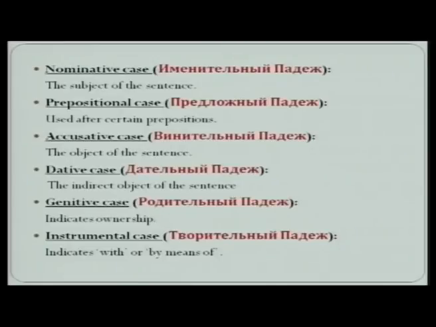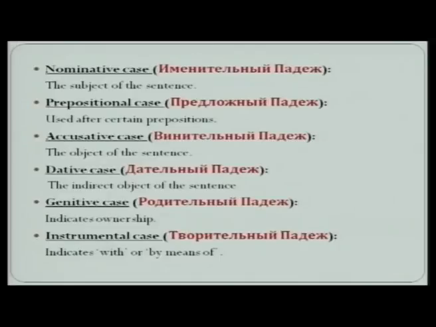Likewise, the second case, prepositional case or предложный падеж as it is called in Russian, is used after certain prepositions like v or na, which means in, at or on. The third case is accusative case or called винительный падеж in Russian. It talks about the object of the sentence.